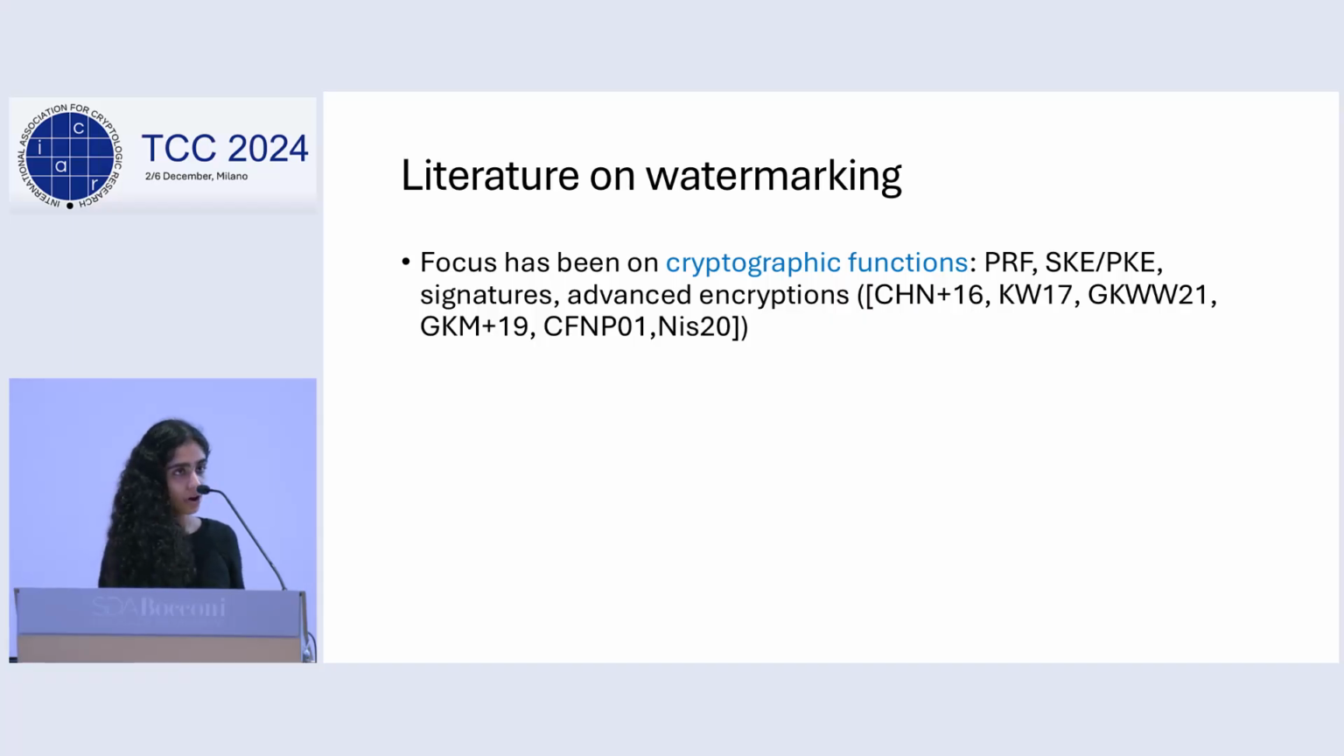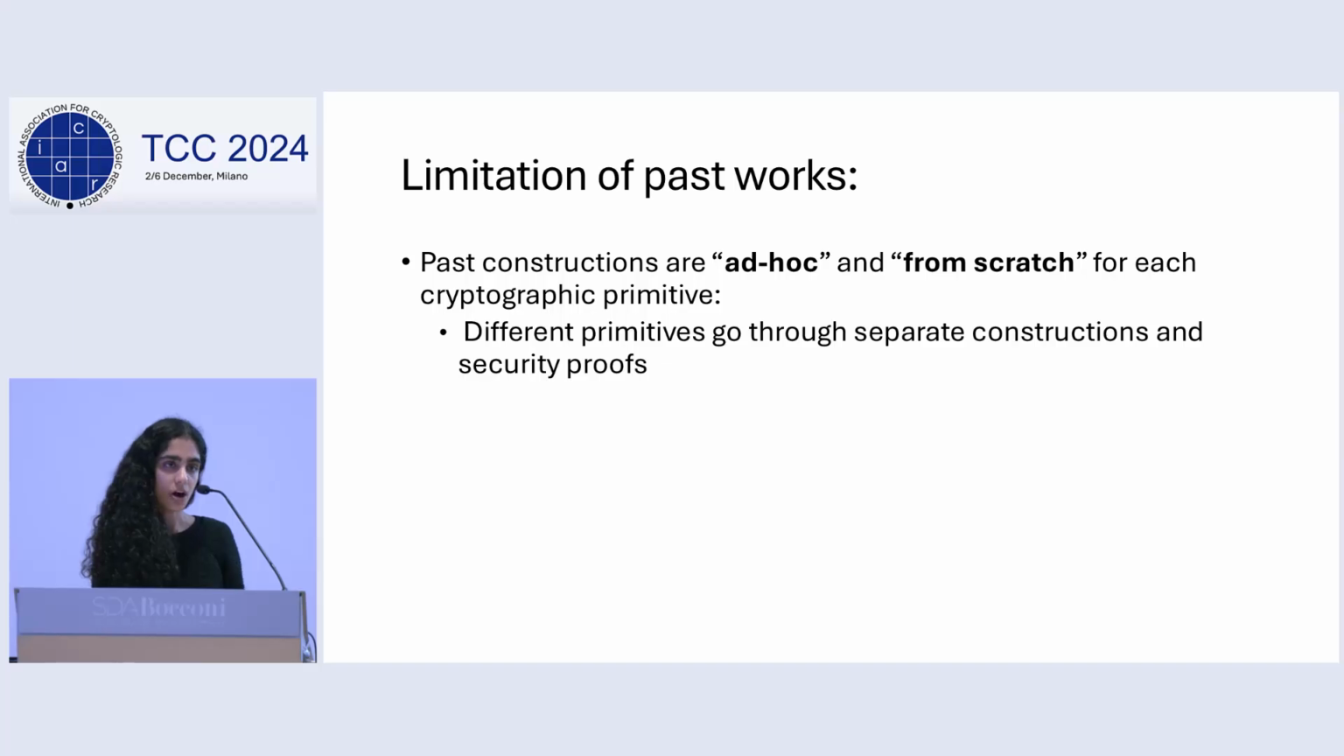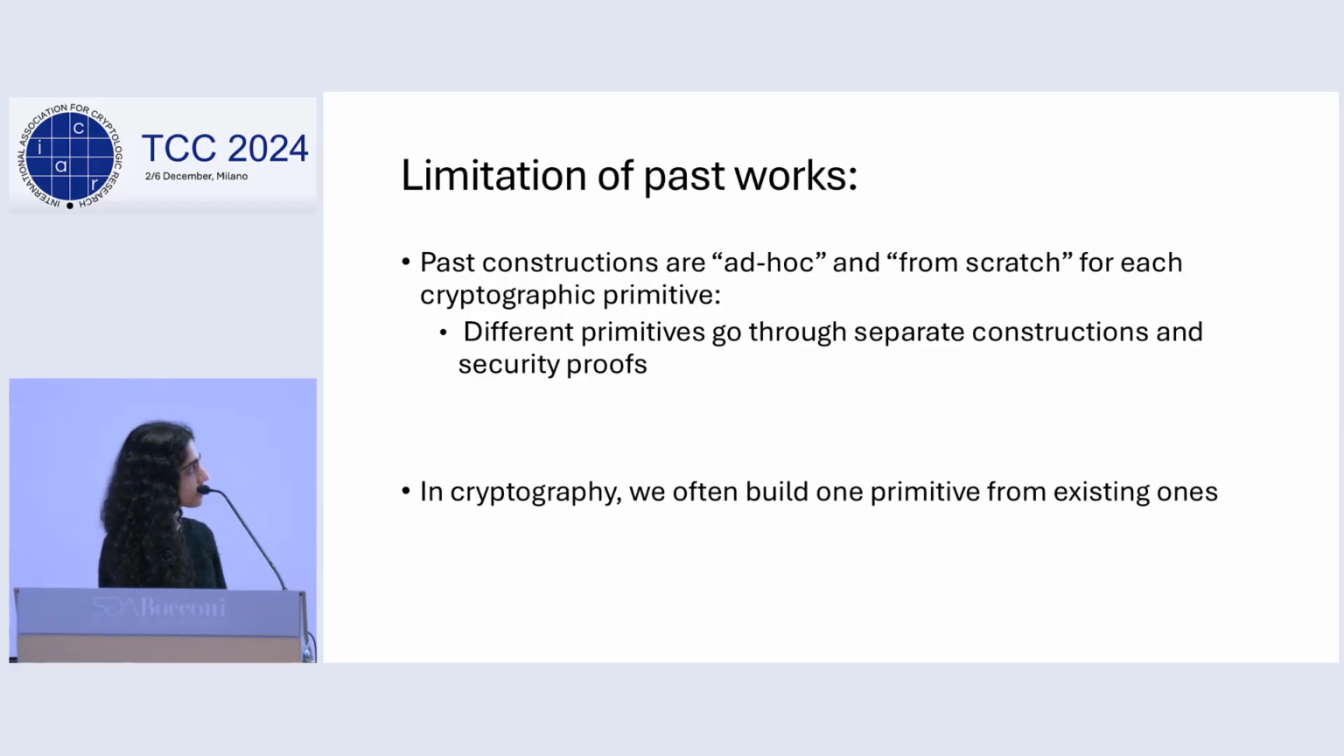And there's been prior work on watermarking cryptographic functionalities, such as pseudorandom functions, secret key encryption, public key encryption, etc. But one of the downfalls of the constructions of these watermarked functionalities is that they're very ad hoc. So every cryptographic functionality has a separate construction to make it watermarkable, and then a separate from-scratch security proof. So this is counterintuitive to what we do in cryptography. What we want to do in cryptography is take building blocks and build advanced functionalities from these building blocks.